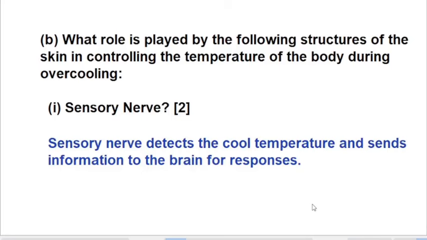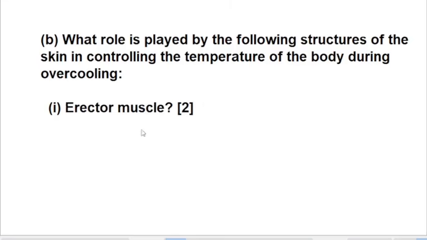All right, so we have said the sensory nerves detect the cool temperature and send information to the brain for responses. So that is the role of the sensory nerves. Now let us look at the role of the erector muscles.